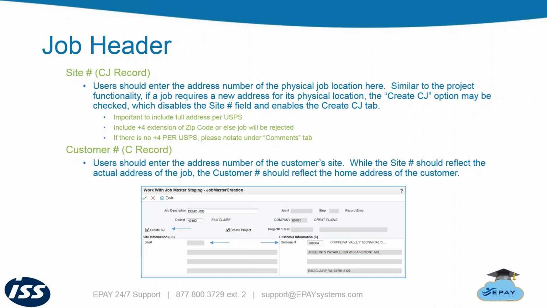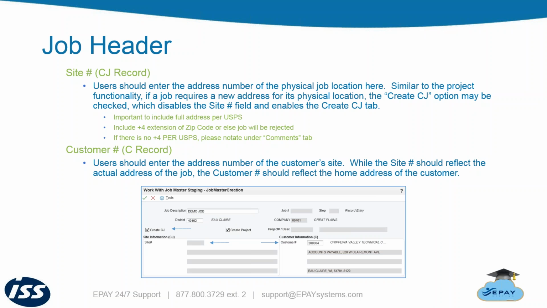It's important to include the full address of the site location per USPS. You should include the +4 extension of the zip code, or else the job will be rejected. Now this is important because the tax code on the job is driven off of that +4 extension of the zip code. If there is not a +4 per USPS, please notate this under the Comments tab, which we will review in a few slides.